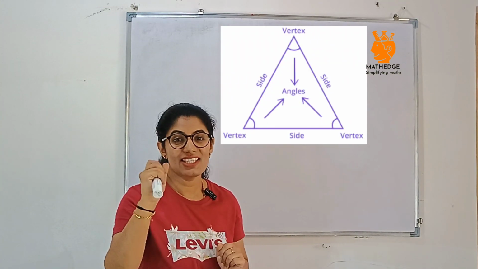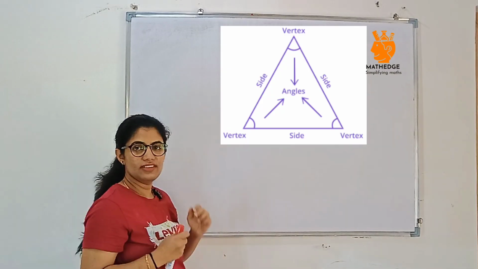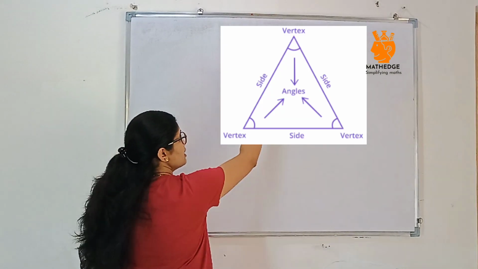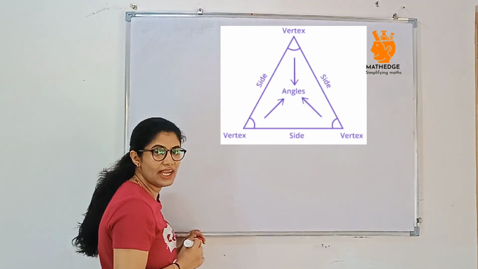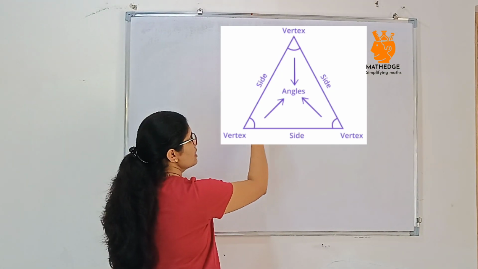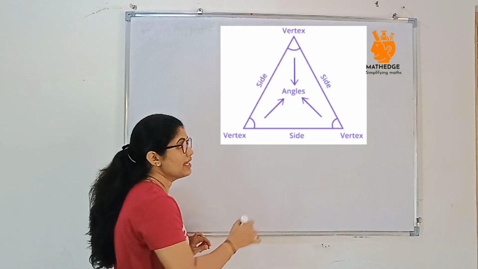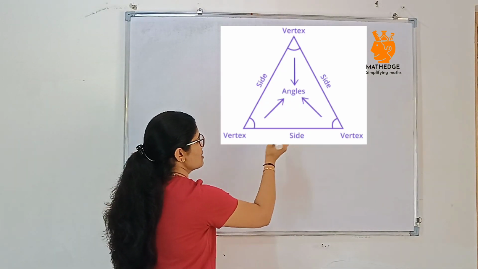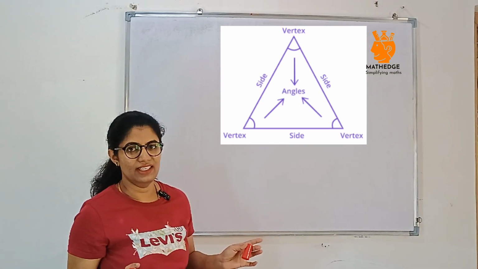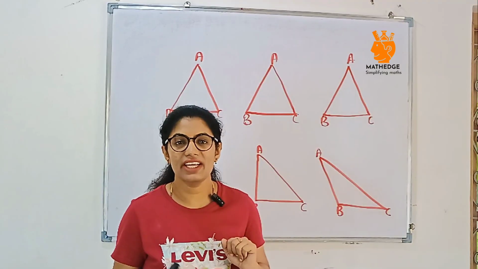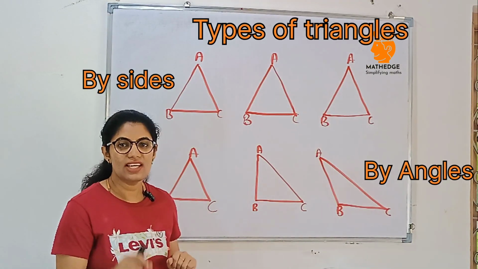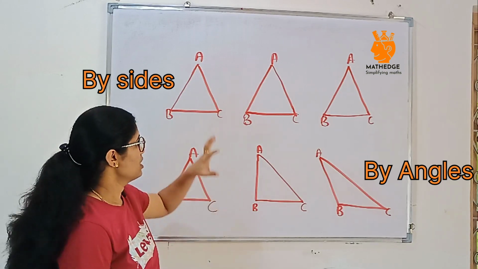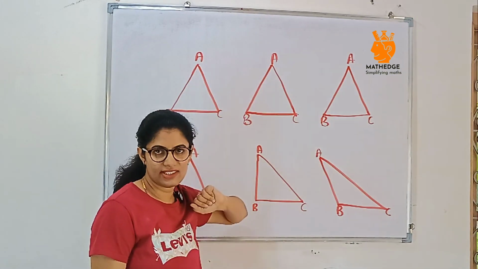What is a triangle? A triangle is a closed figure and it has 3 vertices. This we call vertices, and it has 3 sides and 3 angles. So this we call a triangle. Triangles can be classified in 2 ways: one is by sides and another is by angles. So let's go with by sides. By sides we can classify it into 3 types.